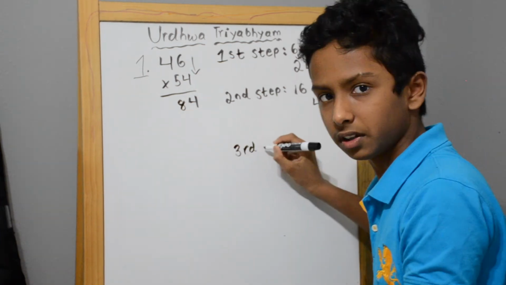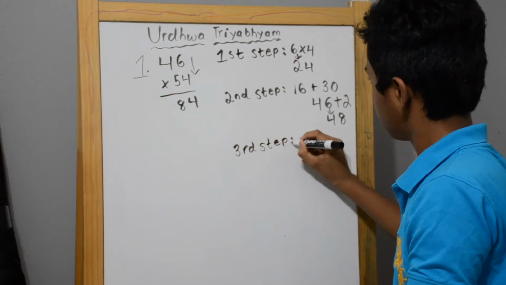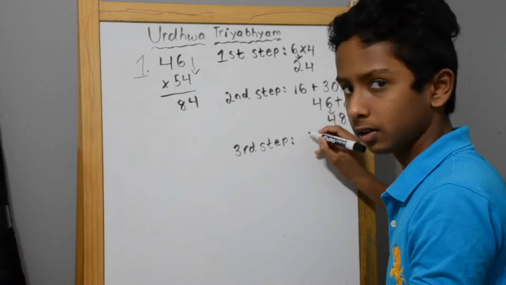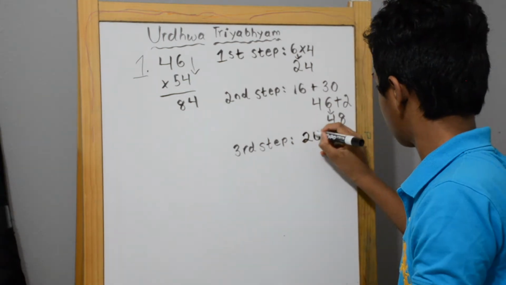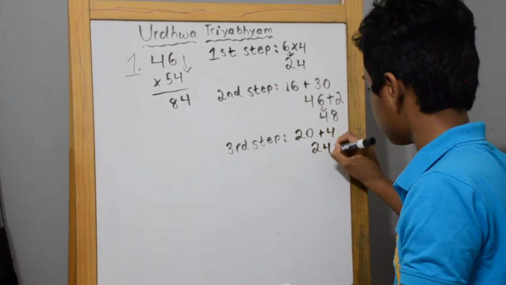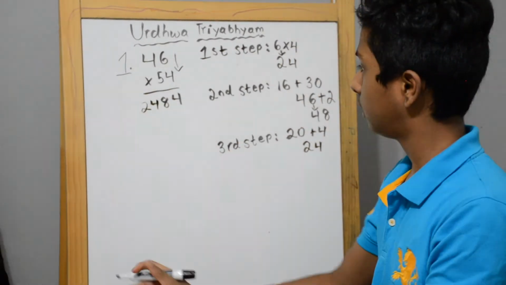And for the third and final step, I have to multiply 4 times 5, which is 20, and add 4, which is 24. And there's my answer, 24 and 84.